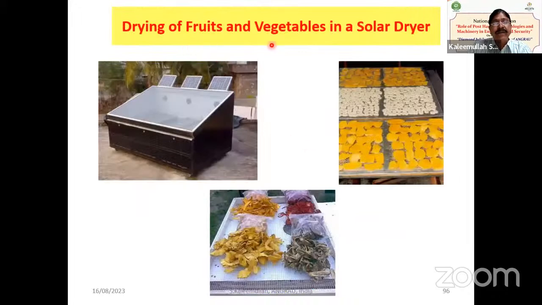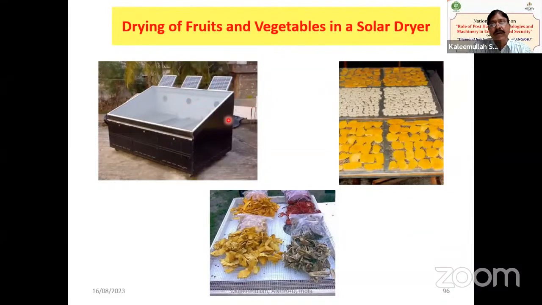And this is the drying of fruits and vegetables in a solar dryer. Earlier, I told you about a very big unit, a solar tunnel dryer with a polycarbonate or polythene sheet material. And this is a smaller one. This is a glass sheet, and there is a solar panel. When the solar panel receives the light intensity, it generates electricity, and there are 3 exhaust fans.